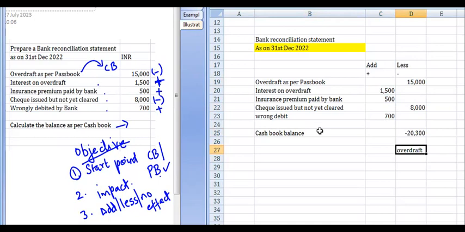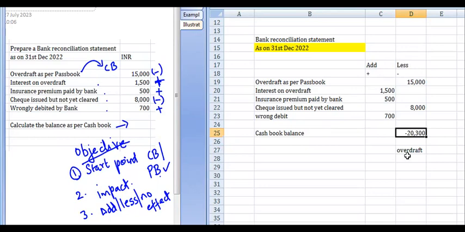If you give the signage at the beginning itself, then you have to just give an add, less, add, less. So don't get confused. If it is an overdraft balance, just take the overdraft balance as negative and give the same impact of the add and less in order to arrive at the cash book balance.